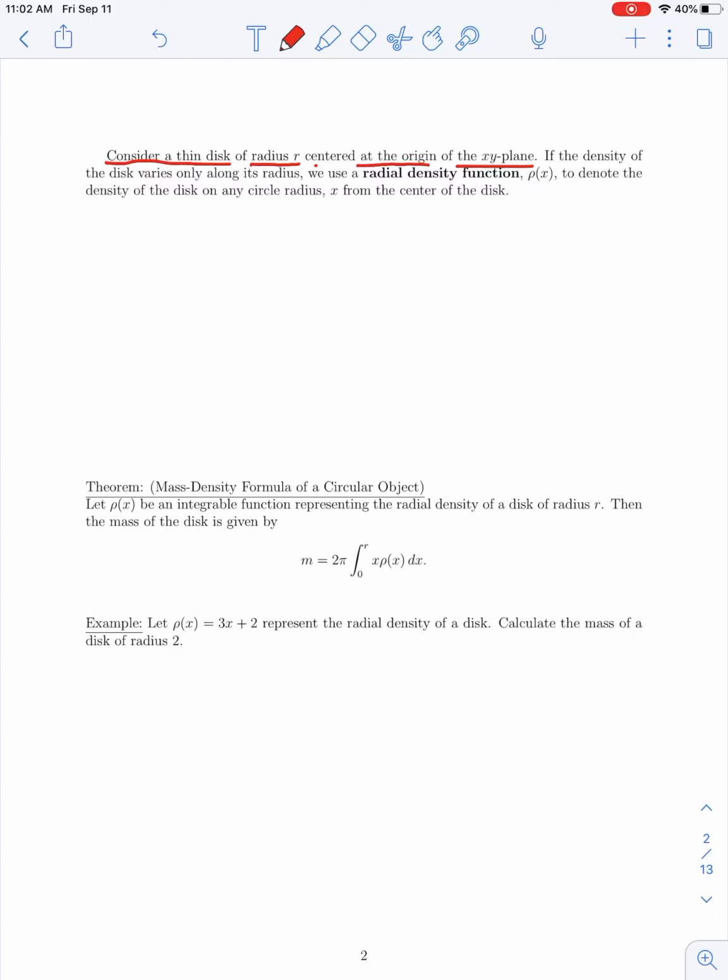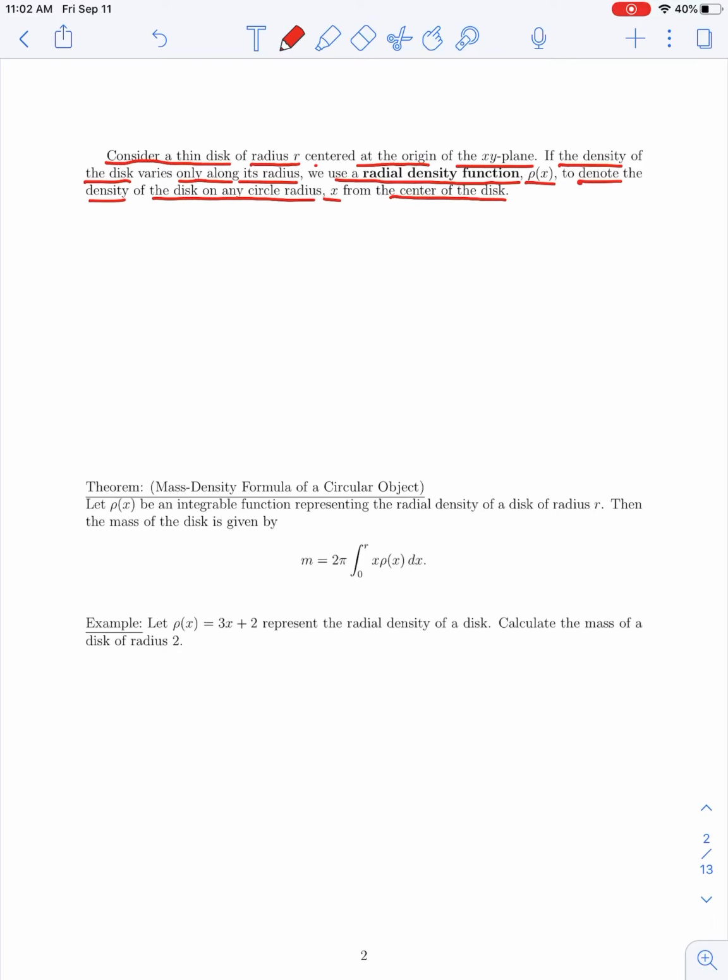So if the density of this plate or this disk varies only along its radius, so that is as we move outward from the center, our object might have varying density as we are moving outward from the center, we can make use of a radial density function, rho of x, to denote the density of the disk on any circle of radius x from the center of our disk.